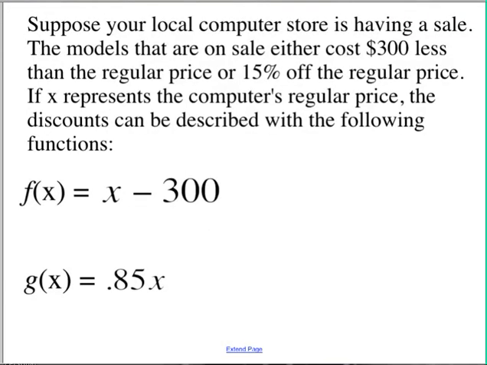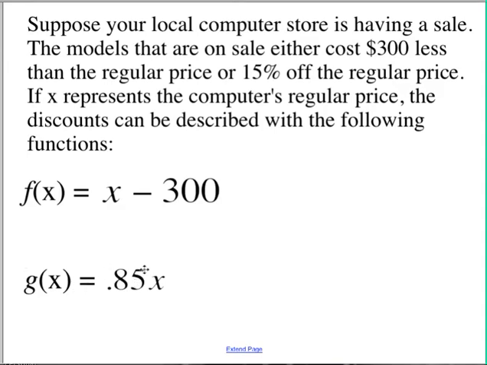So let's say your local computer store is having a sale. The models that are on sale either cost $300 less than the regular price or are 15% off the regular price. Let's say x represents the computer's regular price, and the discounts can be described with the following functions. So I have f of x equals x minus 300. This represents the $300 discount. And then g of x is 0.85 times x. This represents a 15% discount.